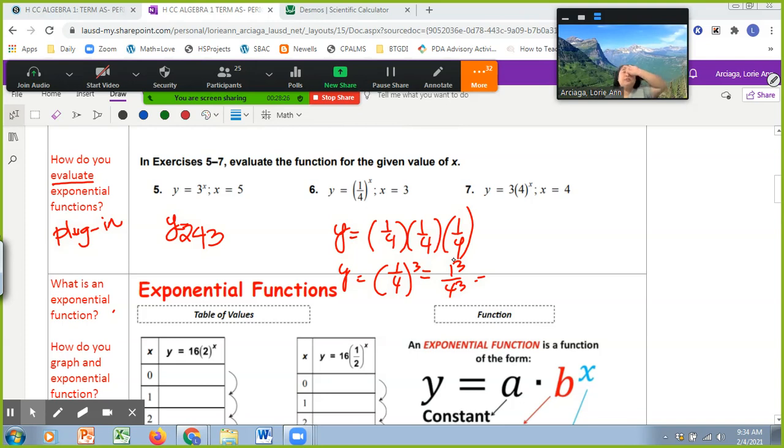So 4 times 4 times another 4. You can use yours. If you find a handheld calculator at home, you should practice in that one too.